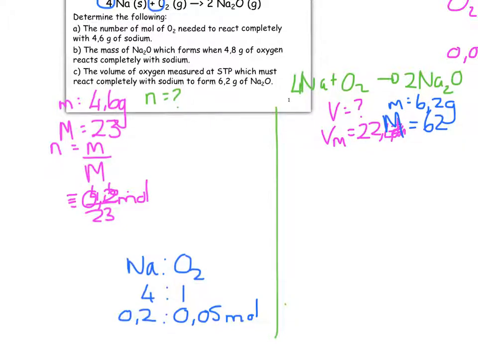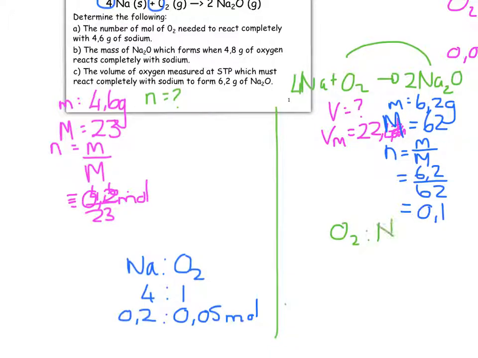And therefore, I can work out the number of moles. Number of moles is mass over molar mass, 6,2 divided by 62, which is equal to 0,1. What am I relating to one another in this question? I'm relating oxygen and sodium oxide. So what is the relationship between sodium oxide and oxygen?